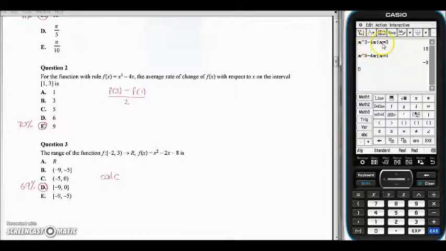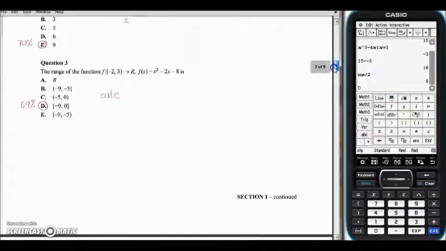So when we sub 3 into the function, we get 15. So we want to do 15 minus negative 3, which of course is 18. 18 divided by 2 is 9. So the answer is E. Shouldn't have to do 18 divided by 2 on the calculator, by the way, but there you go.